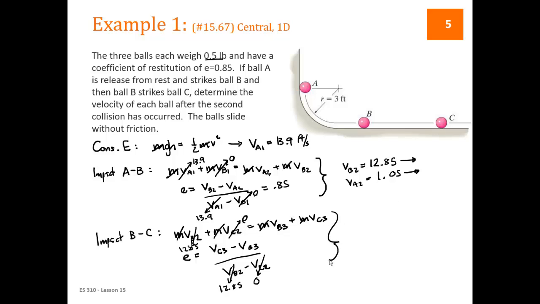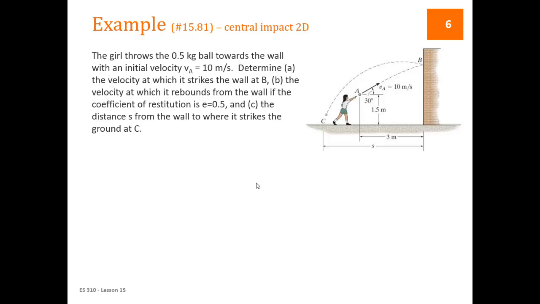So once again, we have two equations and two unknowns. We can solve those, and we get VB3 equal to 9.965 in this direction, and VC3 equal to 11.9 in that direction. So we have the final velocities. A is moving like this at its final velocity, B is there, and C is here after all of the impacts have occurred. Now let's take a look at a problem where we've got 2D impact.